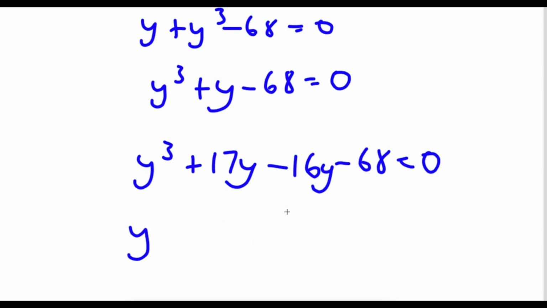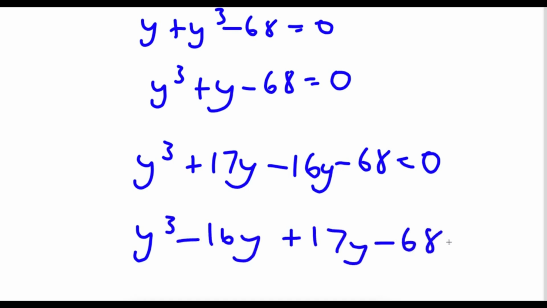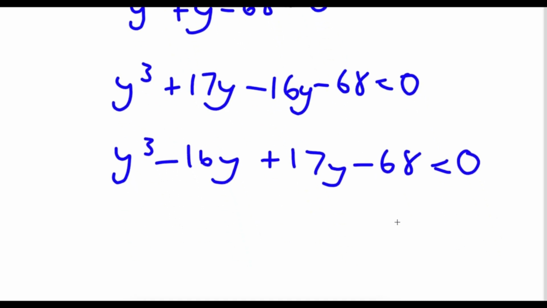Sorry, I made a mistake. Before doing that, I'm going to first rearrange the order. So now I'll have y to the power of 3 minus 16y plus 17y minus 68 is equal to 0.